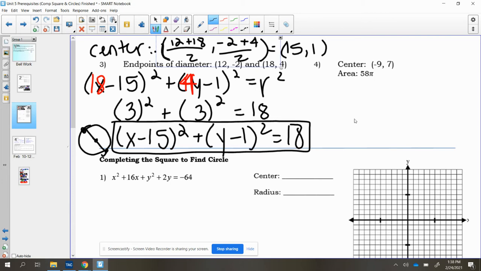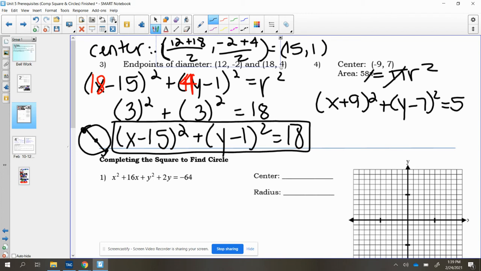Last but not least, the area of our circle is given in this one instead of the radius. And a reminder, the area of a circle is pi r squared. So in this case, if we cancel out the pi's, we actually have the r squared given as 58. And then they gave us h and k this time because they gave us our centers. So x minus -9, so that turns into +9, quantity squared, plus y minus k, quantity squared is going to equal 58, our r squared value.